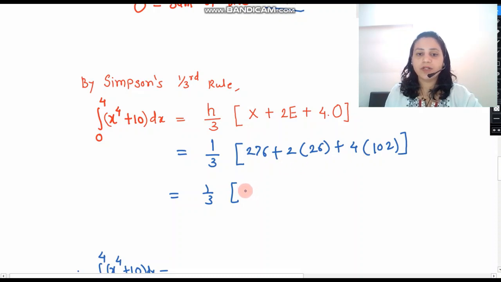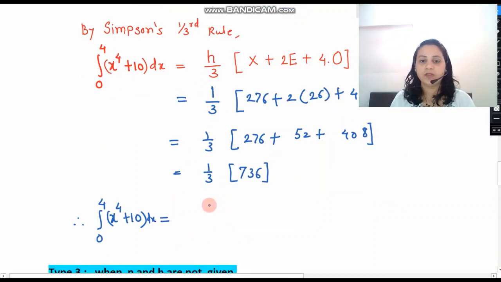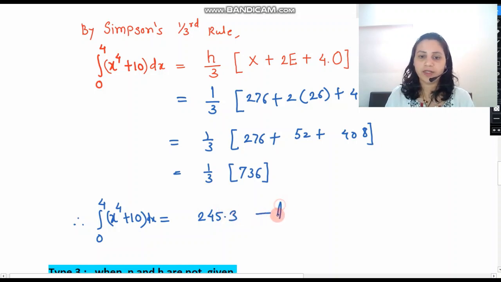Just sum up all the quantities, that is 276 plus 2 into this, that is 52, plus 404, right? So we'll get 1 by 3 as it is, and the addition of this will get 736, right? So the last answer is 245.3, right? So this is the final answer.